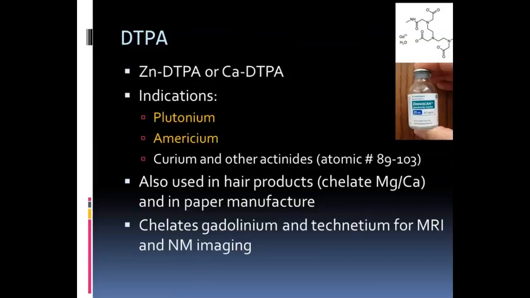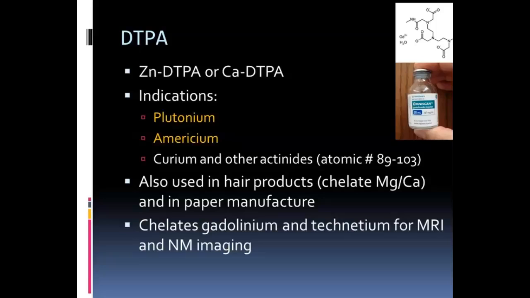So unlikely that we will use this clinically, but interestingly, it's also used to chelate a whole bunch of other things like hair products. And when we give gadolinium for MRIs or technetium for nuclear medicine imaging, if you look at the vial, you'll notice that it's a chelated gadolinium, and it's chelated with DTPA. So they actually deliver it as a chelate, and the same with technetium.